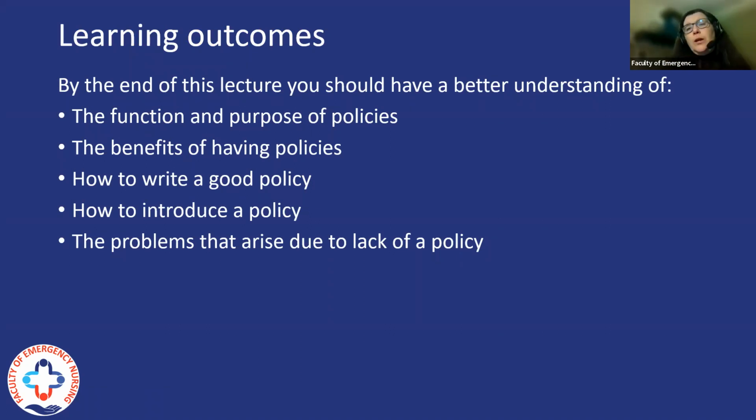So, what should we be able to do by the end of the lecture? Well, I hope you now have a better understanding of the function and the purpose of policies. Could you work out what they're there to do, and does it say anywhere in them, and if you're writing one, can you make it really explicitly clear? I hope you now have a better understanding of the benefit of having those policies. It saves people having to second guess. If they don't have to second guess, they will just perform to the standard that is expected of them.